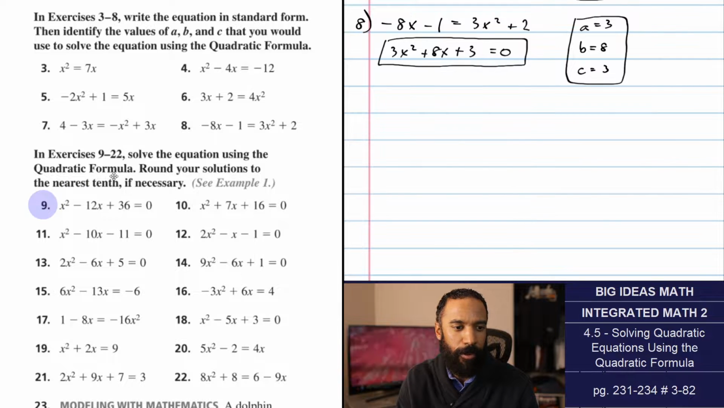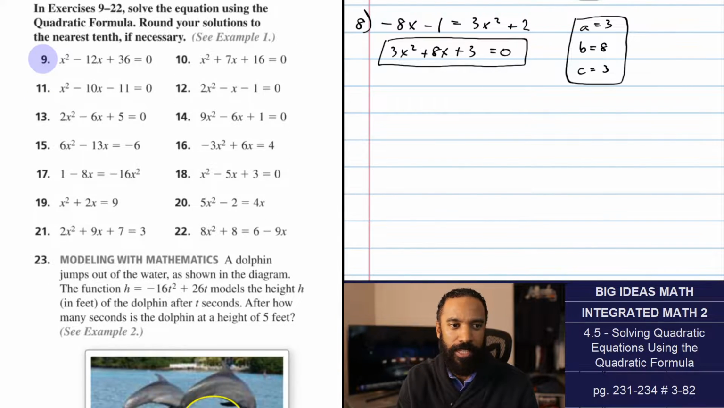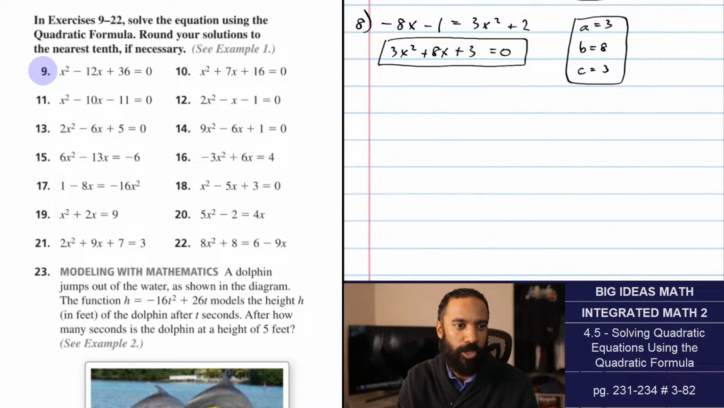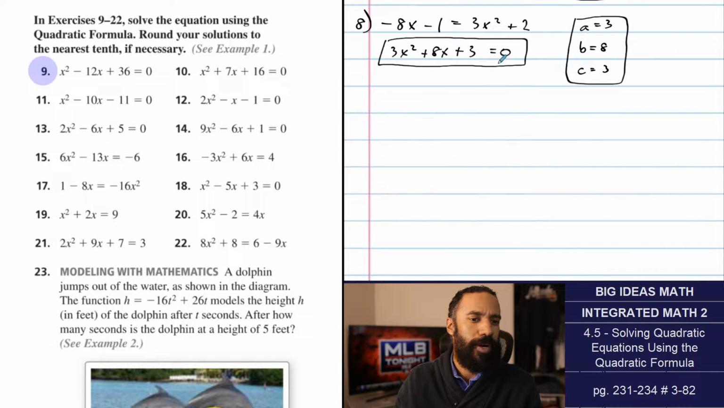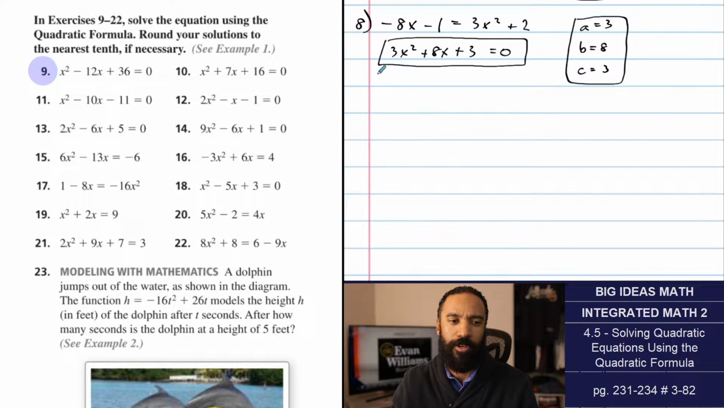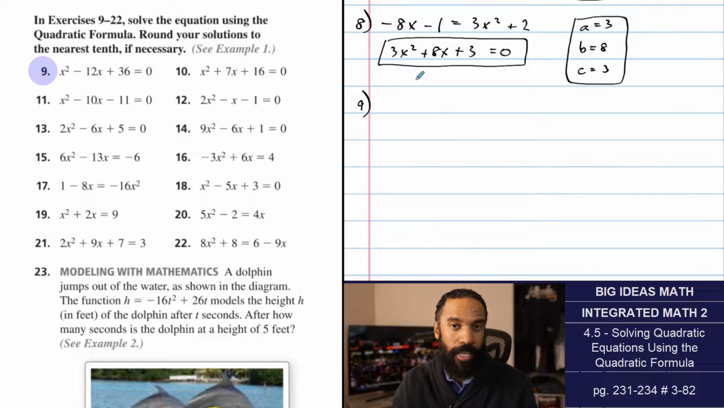Hey y'all, quadratic formula, a lot of problems to do with these, and this is just the cream of the crop. We'll see what else we have to do ultimately. Hopefully a lot of discriminant questions. 9 through 22, solve using the quadratic formula, round your solutions to the nearest tenth if necessary. I'll have my calculator ready, but I will be writing exact answers first before we move forward.